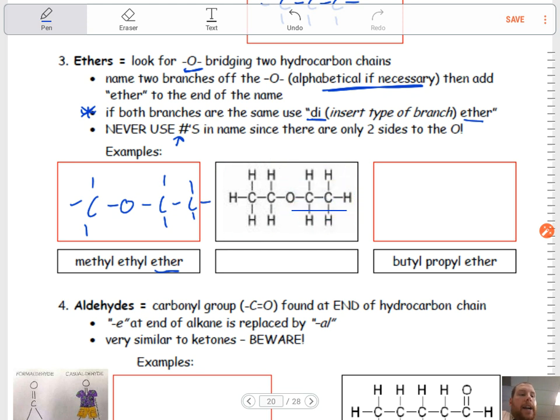So here, I know ether is going to be my ending because I've got an O in the middle. Now I'm going to look at both chains. Well, this is 2, so that's an ethyl. Well, this is also 2. So they're both ethyl branches. This is where I would call it diethyl. Okay, diethyl ether. You guys pause the video and try to draw butyl propyl ether on your own.